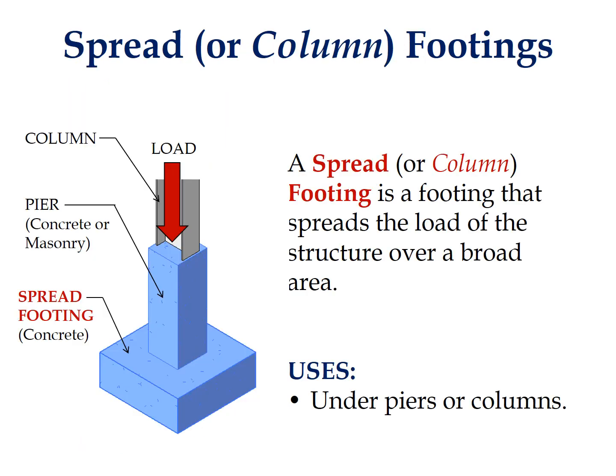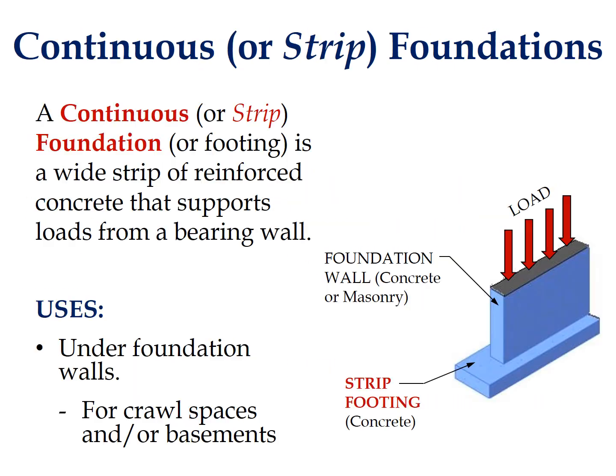A spread or column footing is a footing that spreads the load of the structure over a broad area. Uses of this type of footing are under piers or columns. A continuous or strip foundation or footing is a wide strip of reinforced concrete that supports loads from a bearing wall. Uses of this type of foundation or footing are under foundation walls. This allows for crawl spaces and/or basements.